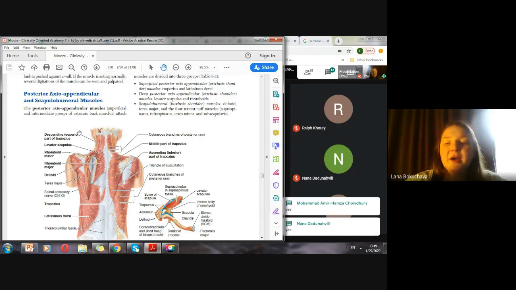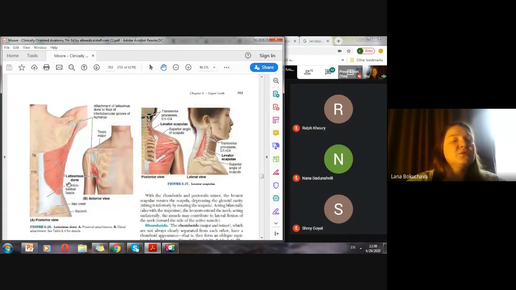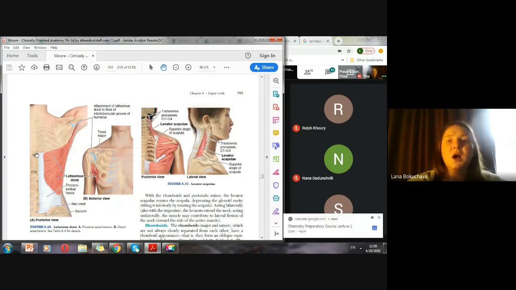Good. The next part we have here is particularly latissimus dorsi, because we said that among the superficial posterior axio-appendicular muscles, we have also latissimus dorsi. To be honest, if you ask me, it's really one of the most beautiful muscles here. And its attachment is also very interesting because according to its proximal attachment, as you can see, it is really very broad, starting approximately somewhere at the middle of the vertebral column, on its spinous processes particularly.